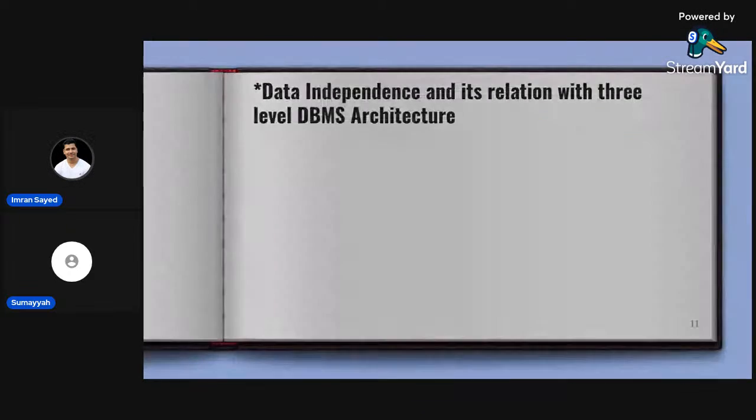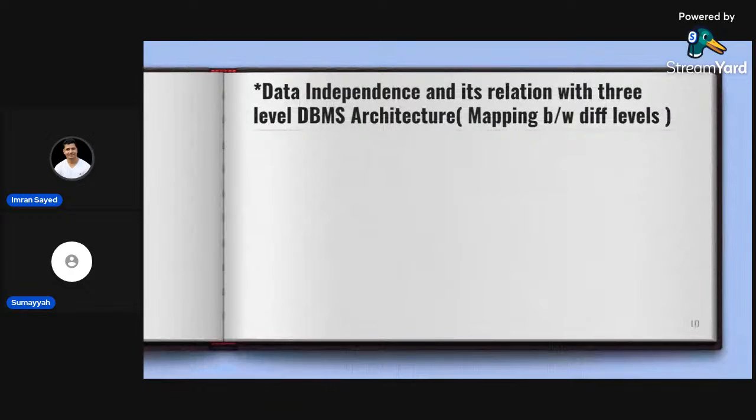Okay, so Sumaya, can you give brief information about data independence, or do you want to read it first? I'll try to remember. Data independence means that each level of the database is independent of the others. So a change in the schema of one level should not affect the schema in another level.